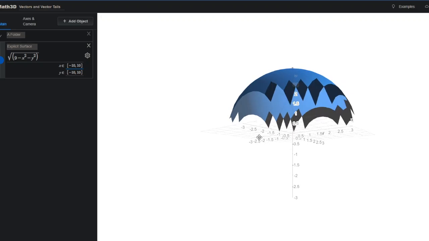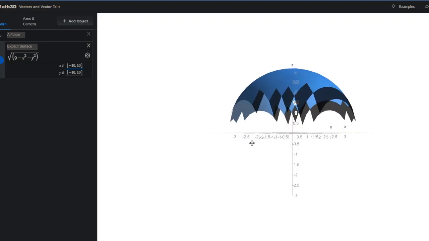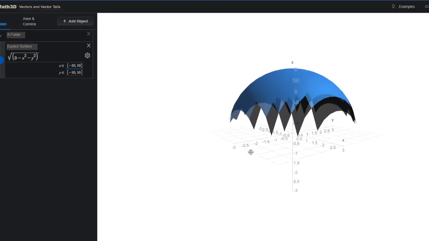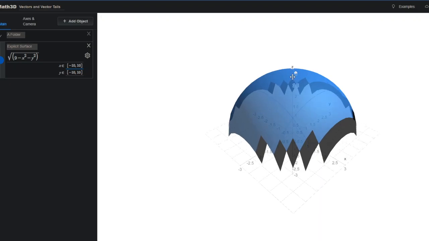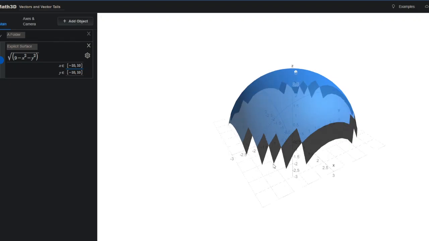So the range is a little bit tricky here. It looks like basically the most it can be is 3, which would be if x and y are both 0, right? And then the smallest it could be would be 0 if you were on the boundary of that circle, right?